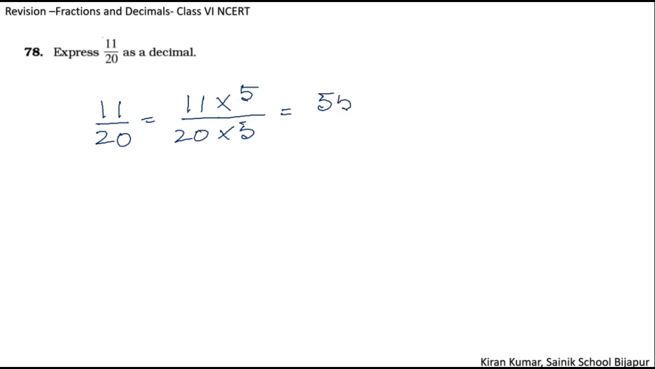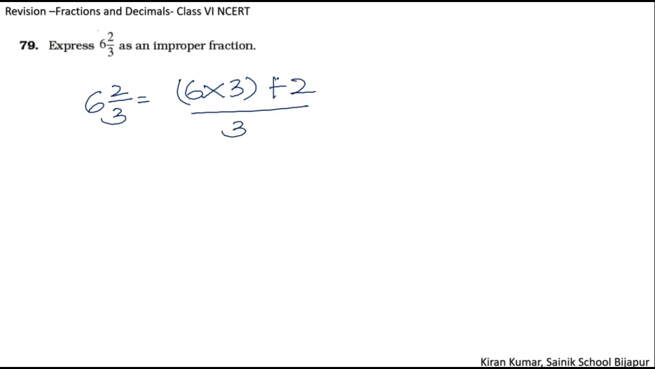Question 78. Express 11/20 as a decimal. To convert this, the easiest method is to make this 11 by 20 with the denominator as multiple of 10. If I multiply with 5, I'll be getting 55 by 100. Now it's pretty easy to convert into decimal. It will be 0.55. So 11 by 20 is 0.55.